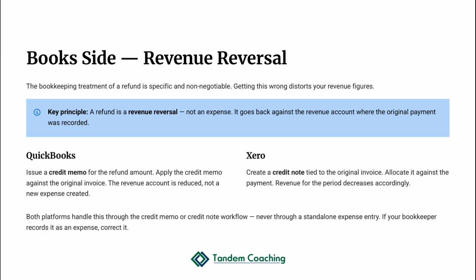The correct mechanics are different. The refund goes back against the same revenue account where the original payment landed. In QuickBooks and Xero, this means a credit memo applied against the original invoice. Net effect on the period: recognized revenue reduced by the refund amount, and the books match the processor.